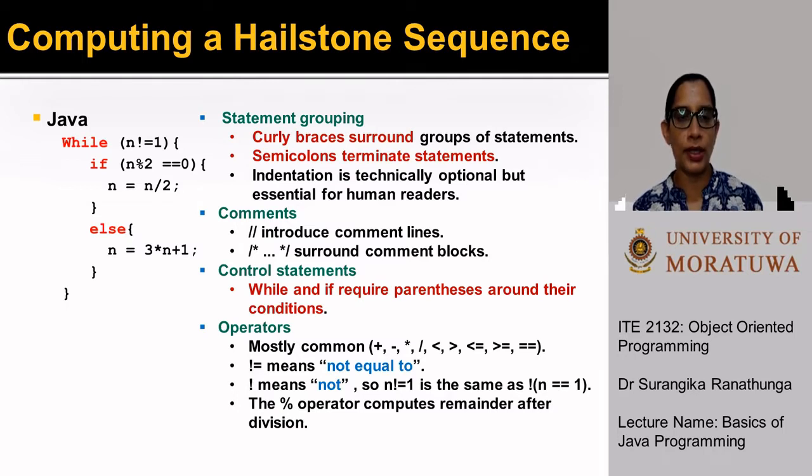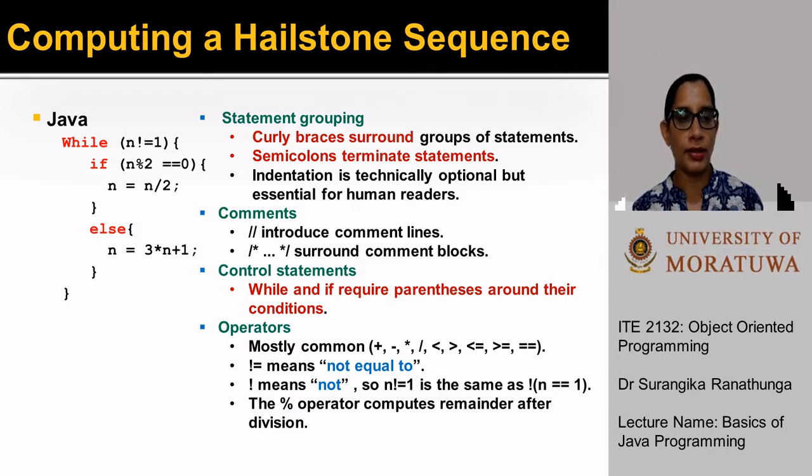So this is a good example to understand some fundamentals in Java syntax. As you can see here, we have used curly brackets. Curly brackets are used to group a set of statements. So here we have a while loop and we have an if block and an else block. The outer braces correspond to the while block, and inside that we have the if and the else blocks.